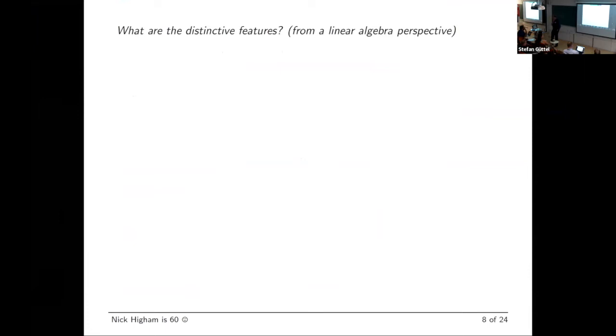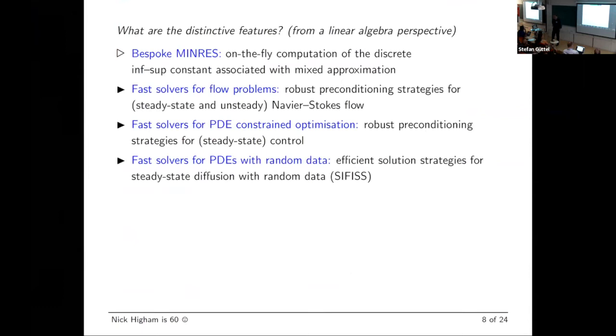So what are the distinctive features? If I had to summarize what IFISS gives you, these are the 4 themes. There's a special version of MINRES. It gives you fast solvers for flow problems to investigate these matrices, fast solvers for PDE constrained optimization. And over the last 10 years, my research interests have really moved into PDEs with random data. And there's a relatively simple extension to IFISS called S-IFISS, where you could explore these test matrices also, or generate test matrices.